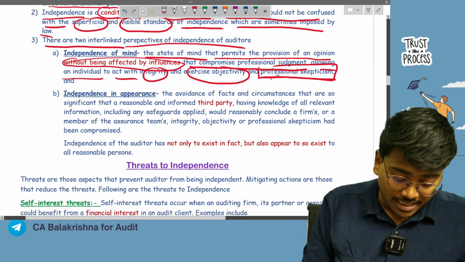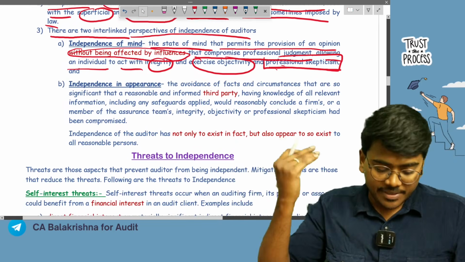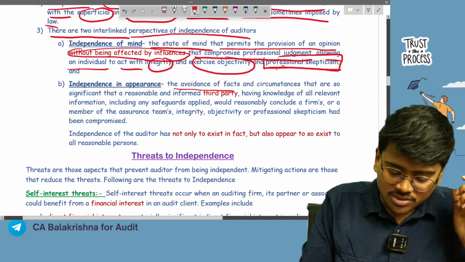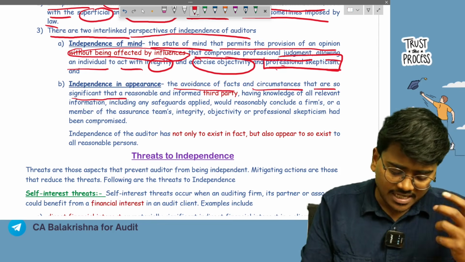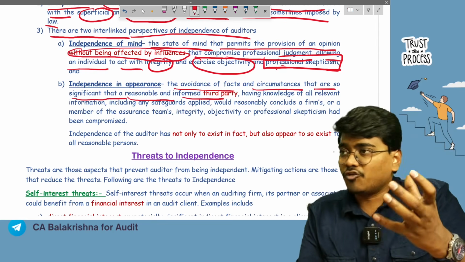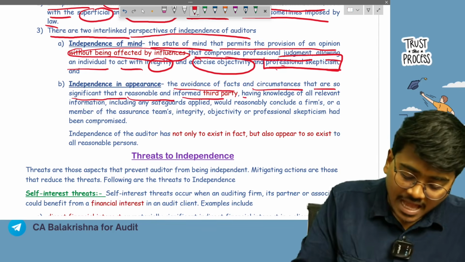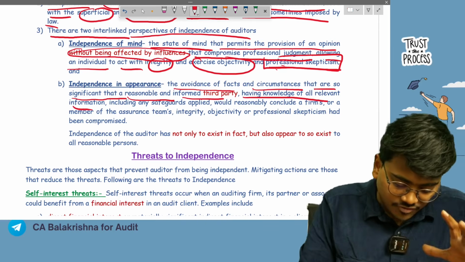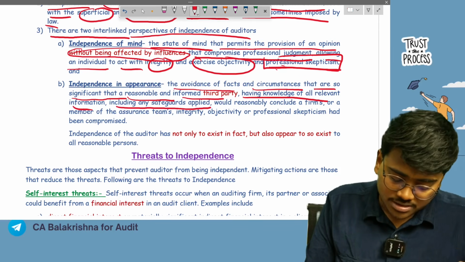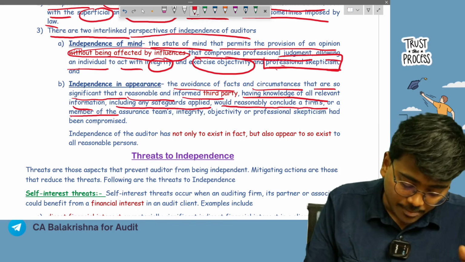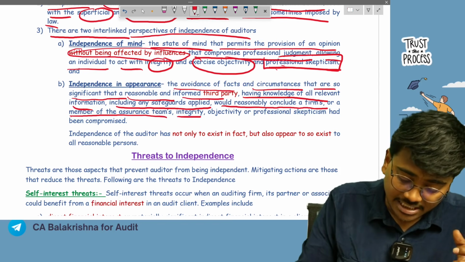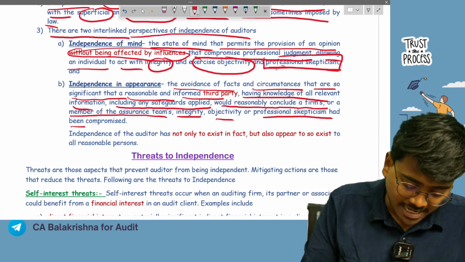Okay. Next, independence in appearance. The avoidance of facts and circumstances that are so significant that a reasonable and informed third party having knowledge of all relevant information, including any safeguards applied, would reasonably conclude a firm's or a member of assurance team's integrity, objectivity or professional skepticism had been compromised.